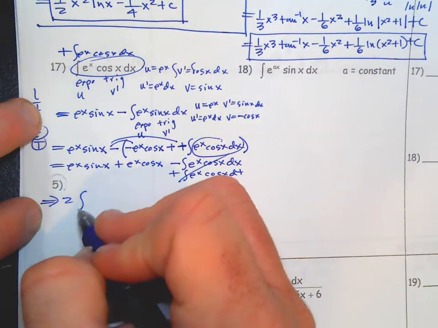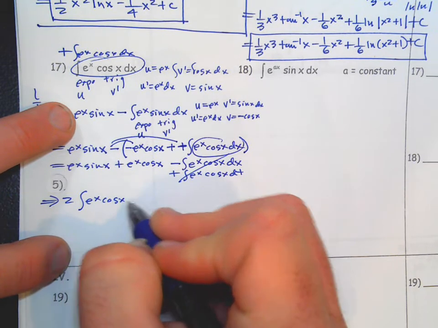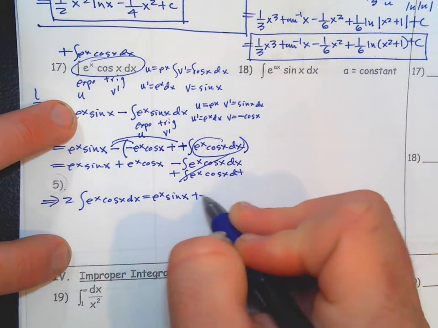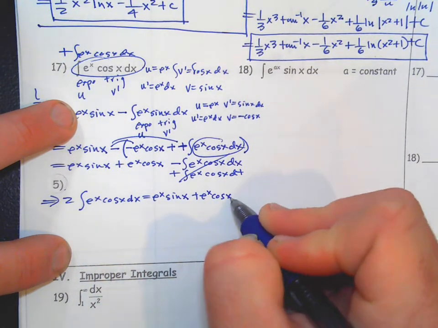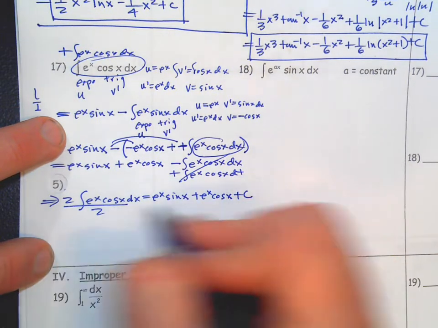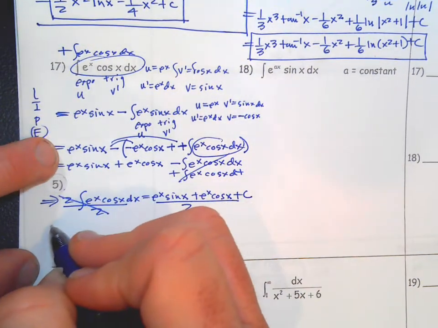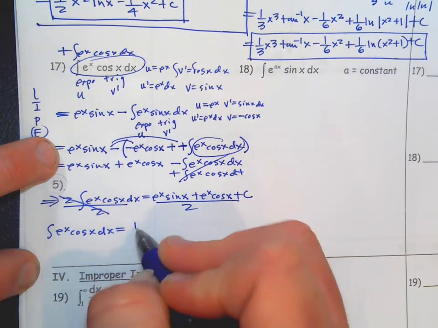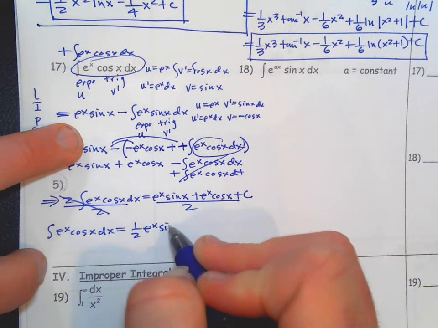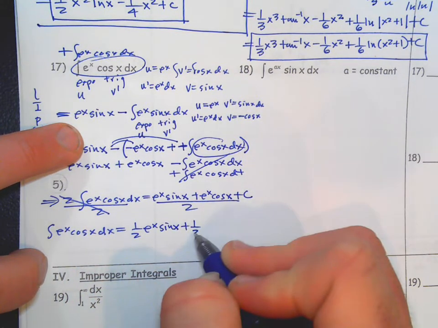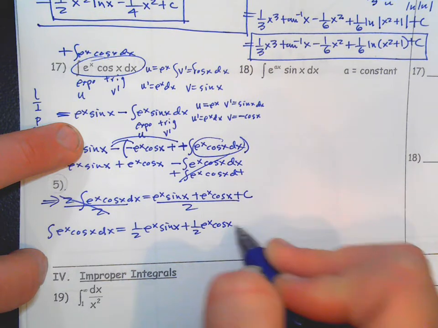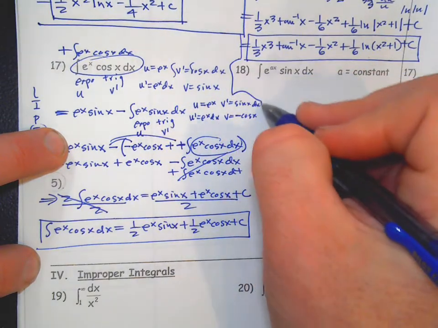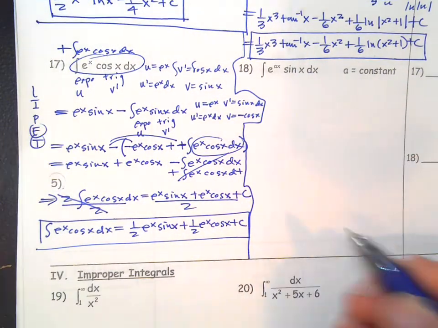So then I rewrite this. I get 2 e to the x cosine x dx equals e to the x sine x plus e to the x cosine x plus c. And we could divide everything by 2. And we finally get e to the x cosine x dx equals 1/2 e to the x sine x plus 1/2 e to the x cosine x plus c. Don't write 1/2 c. So that's that kind of special case. That's how we deal with it.